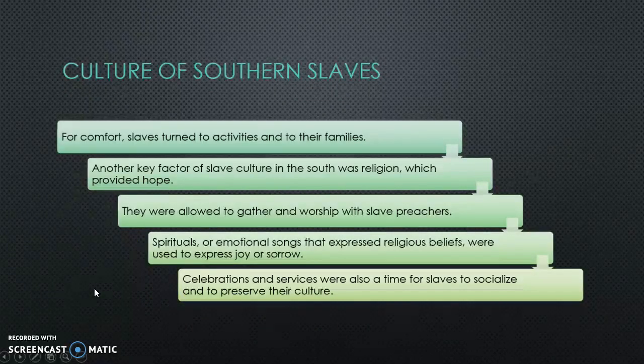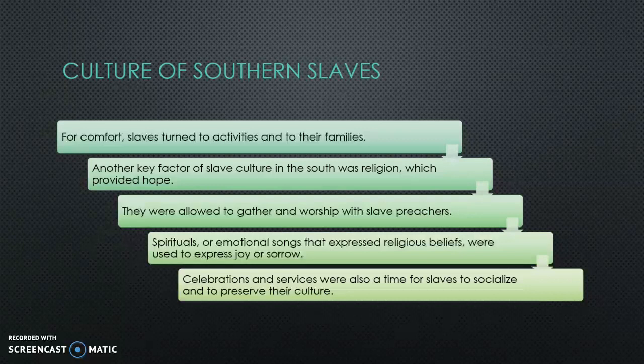So the culture of Southern slaves. So all this work, whether it be inside the home or outside the home, for comfort, slaves are going to turn to different activities and to their families as well. Another big key factor of slave culture in the South was religion, which provided hope to them, that maybe they would be free one day, that maybe there was some type of good coming for them. And slaves were sometimes allowed to gather and worship with slave preachers. These were people who were slaves who would come maybe from another plantation and preach to them, or they would be one of their own slave members.